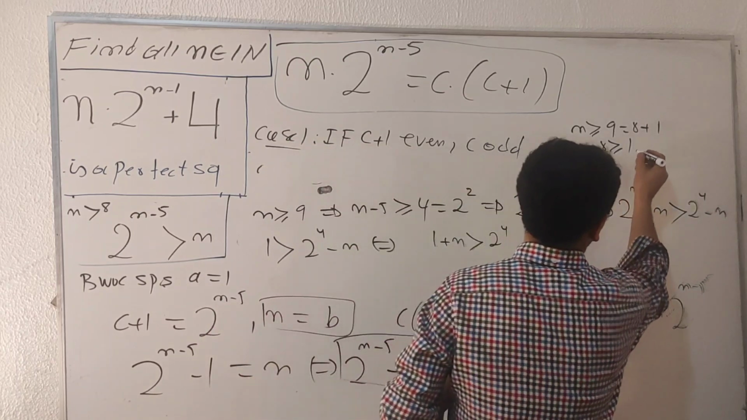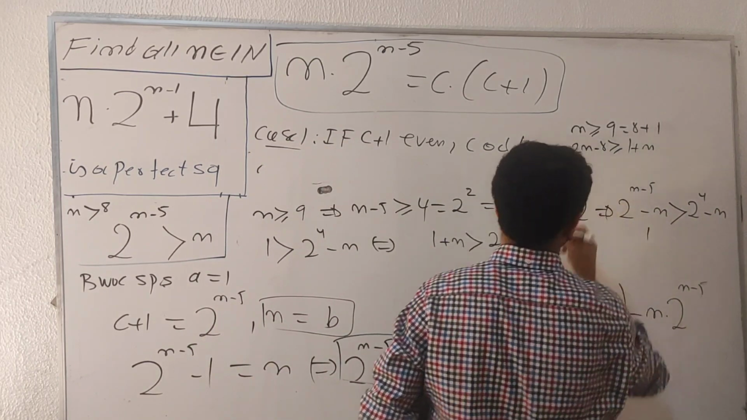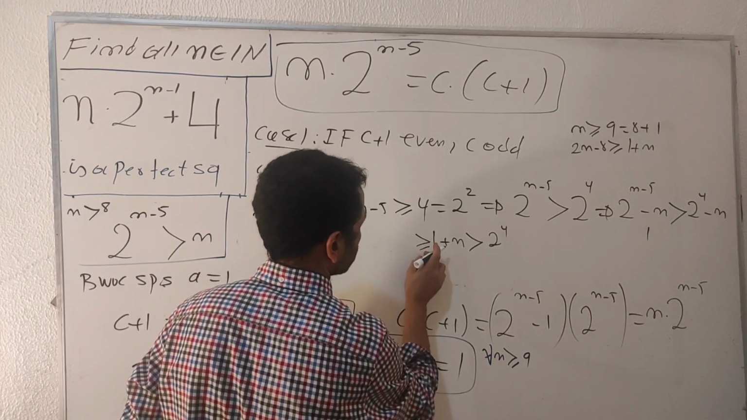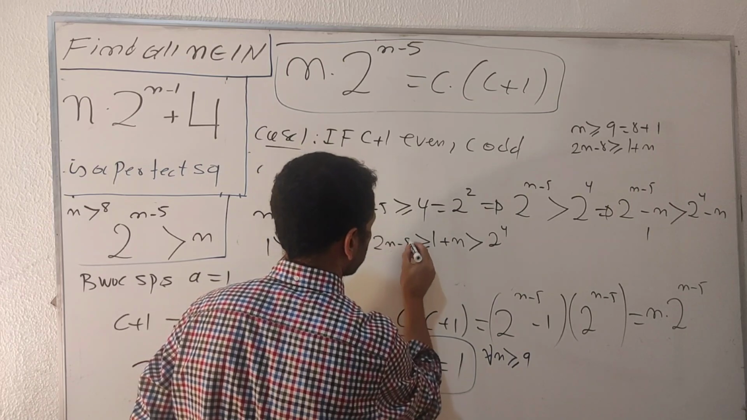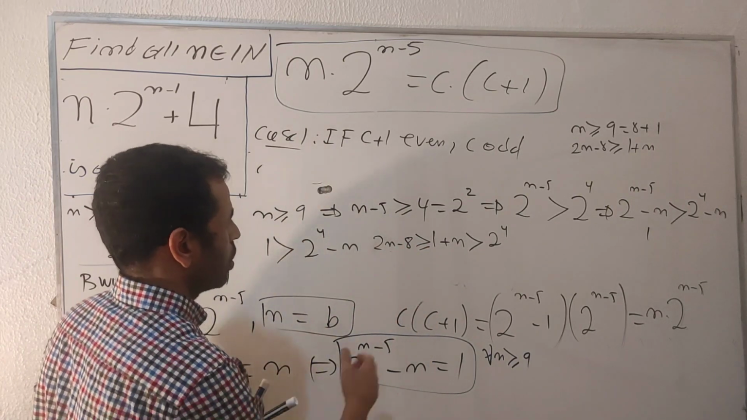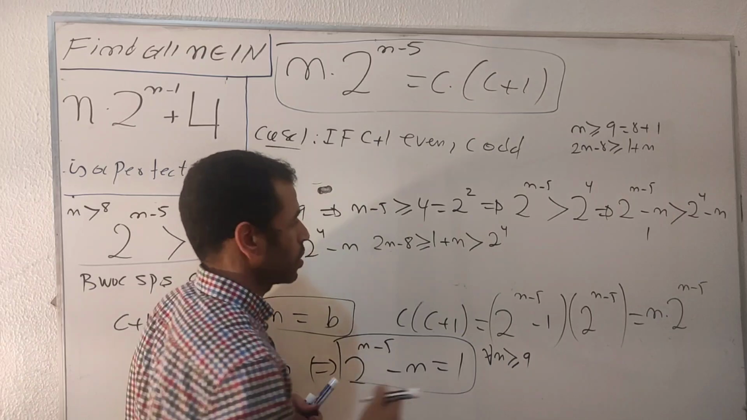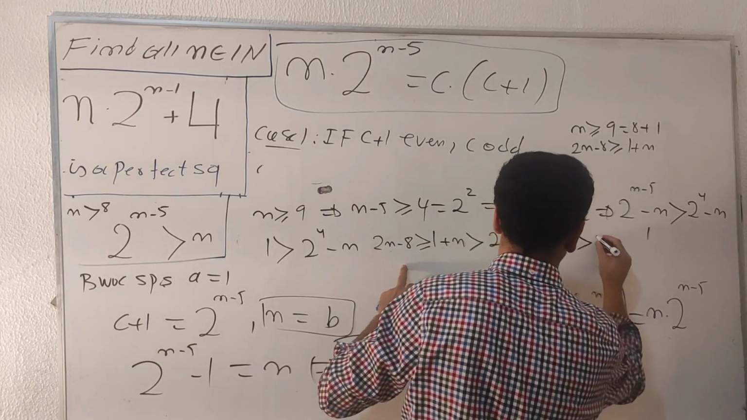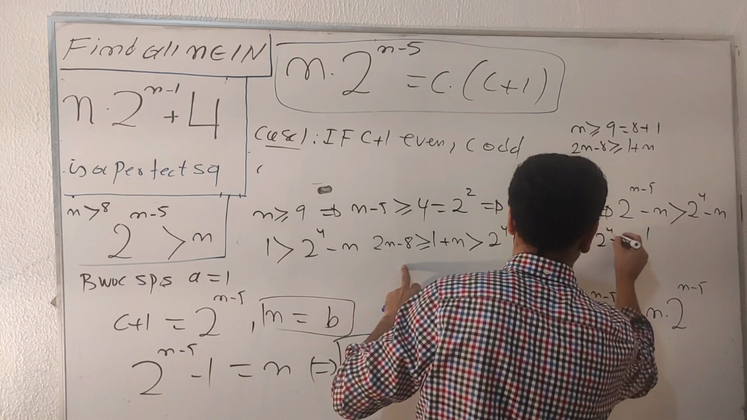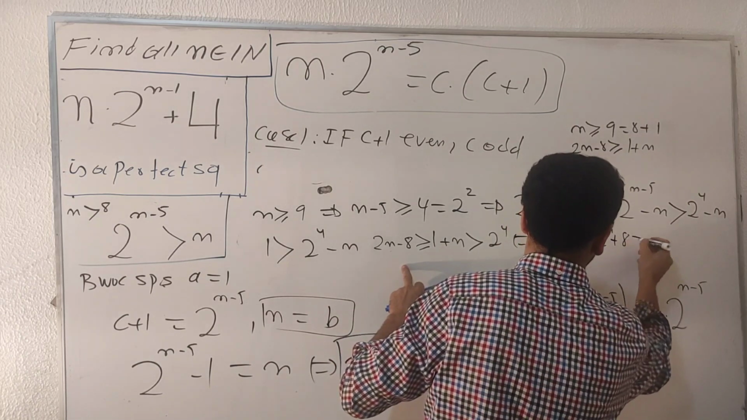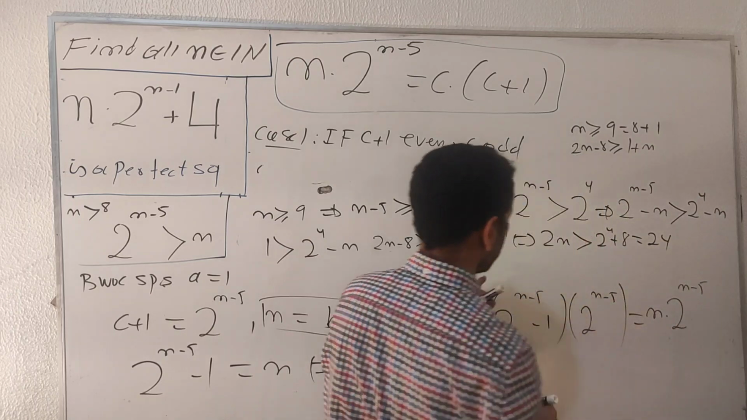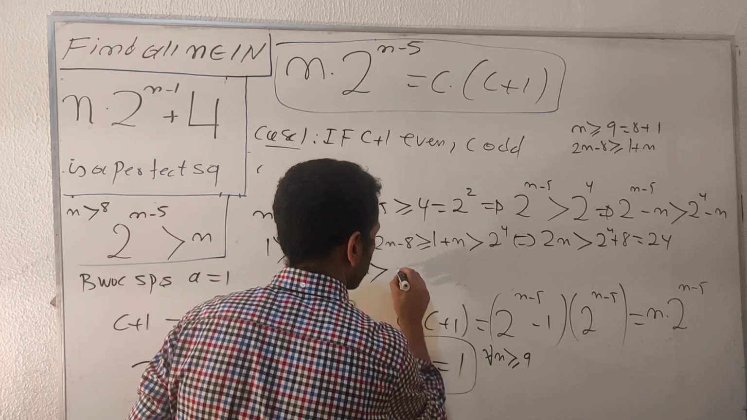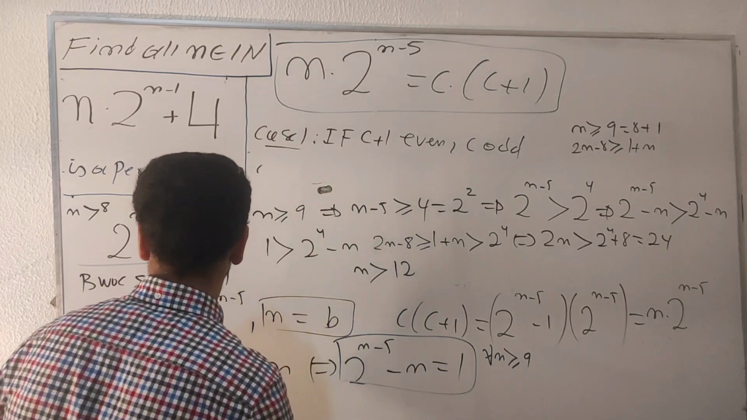Let's add n on both sides. I get 2n here. Which means this one is smaller than 2n minus 8. Let's move minus 8 to the right. I get here 2n is strictly superior than 2 to the 4 plus 8, which equals 24. Divide both sides by the number 2. I get n is strictly superior than 12.